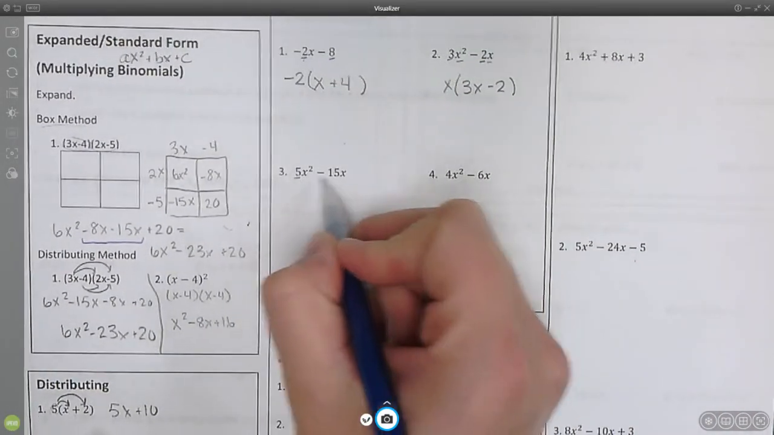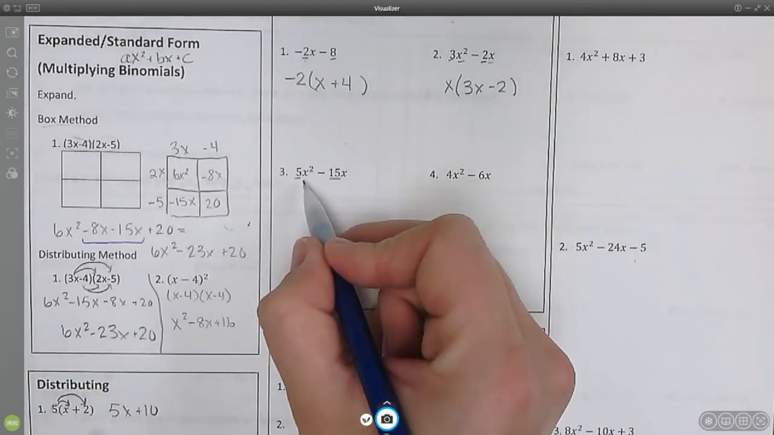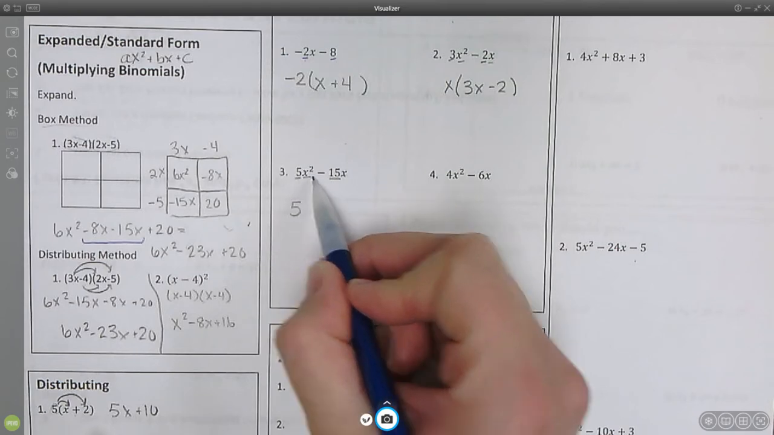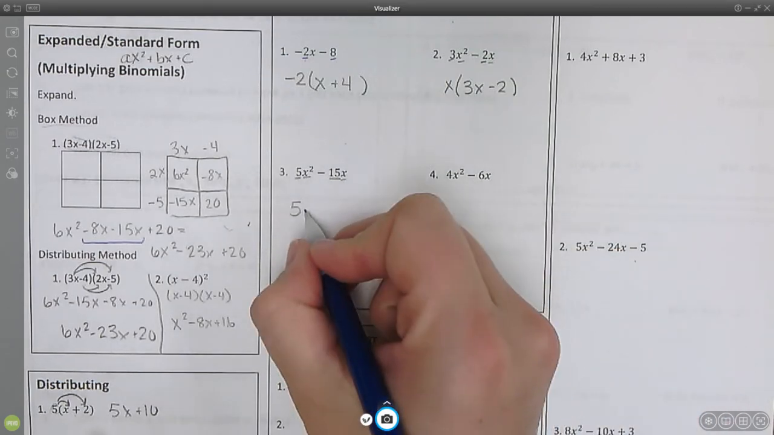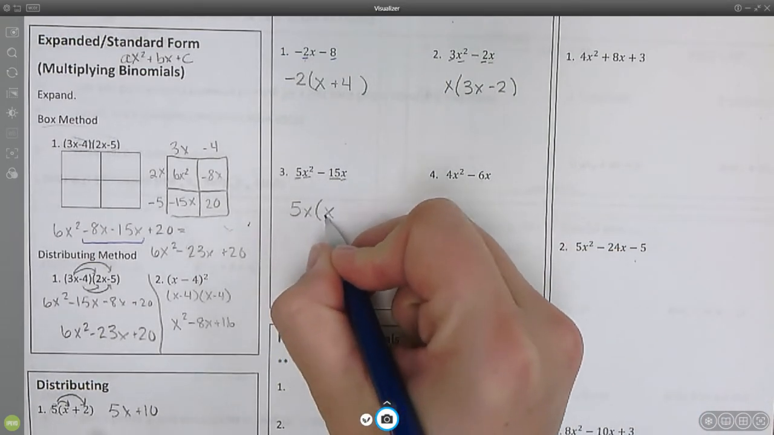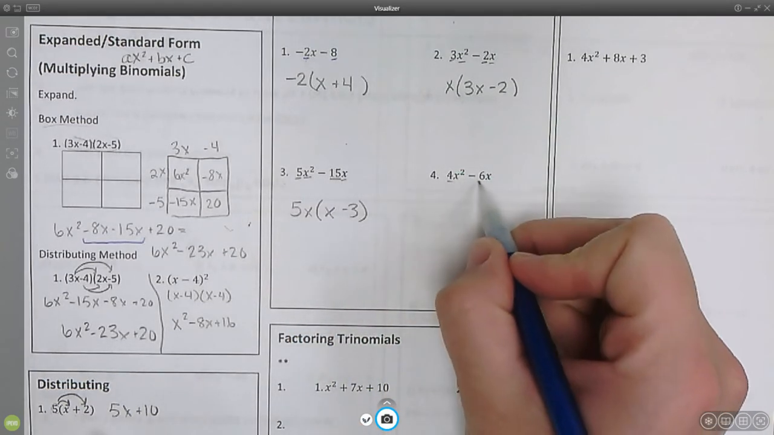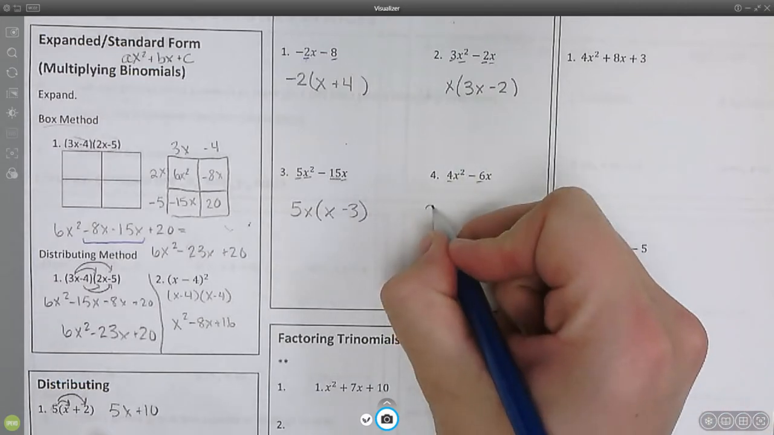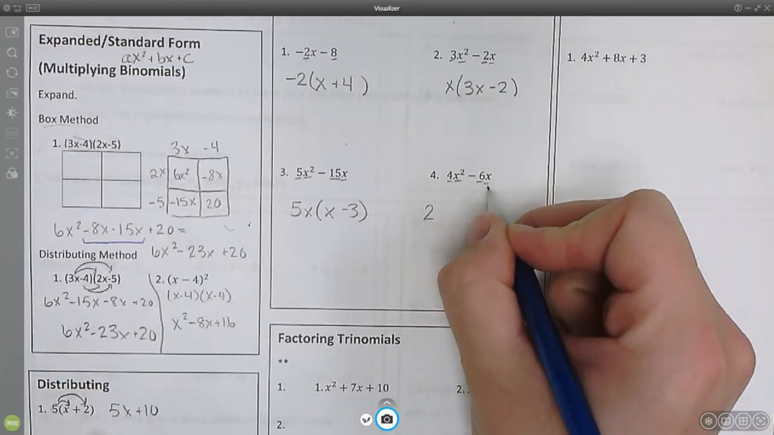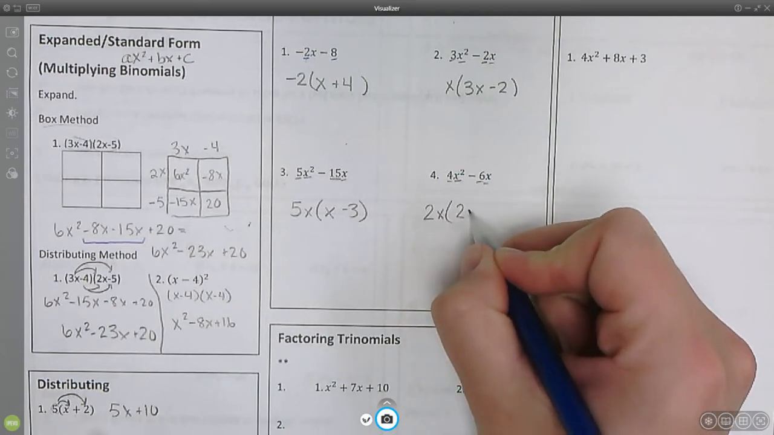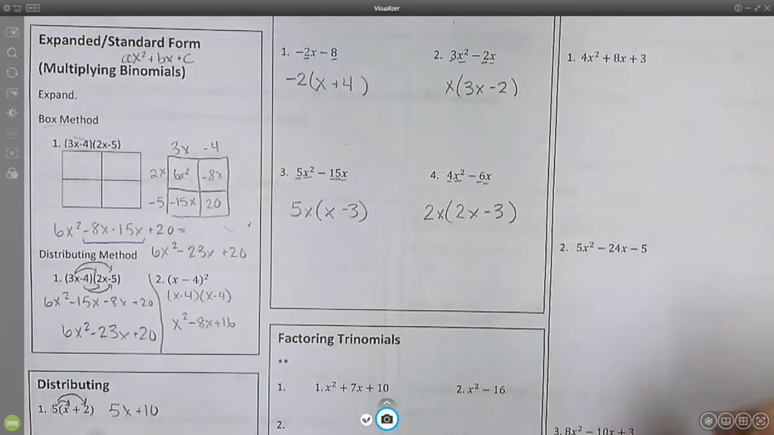Here you have a 5 and you have a 15. So greatest common factor between 5 and 15, that's 5. Between x squared and x, that's just going to be x. And then you're left with x minus 3. This one, you have a 4 and a 6. Greatest common factor is 2. These both have x's, so we can factor out 1x. And you're left with 2x minus 3.